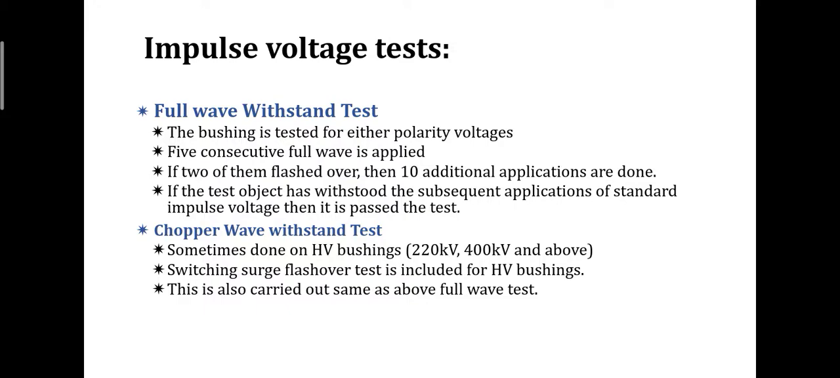The full wave withstand test is conducted as follows. Bushing is tested for either polarity voltages. 5 consecutive full waves are applied. If 2 of them flash over, then 10 additional applications are done. If 1 flashes over, then 10 additional applications are done. This test determines whether the bushing is likely to give a radio interference effect in service. When the voltage is specified, there should be no discharges other than from the arcing horns.